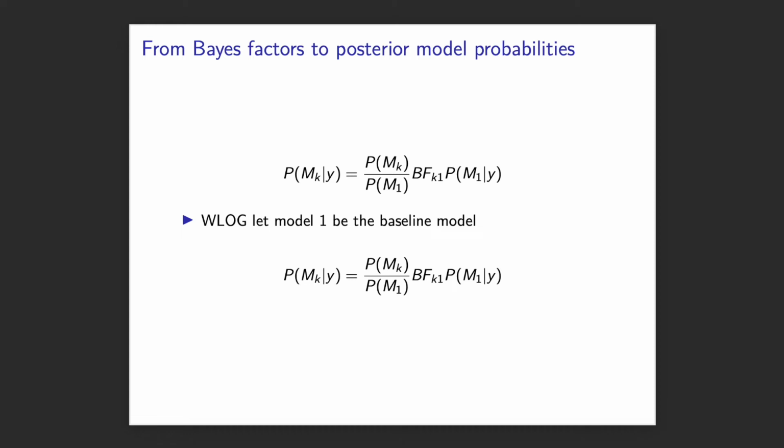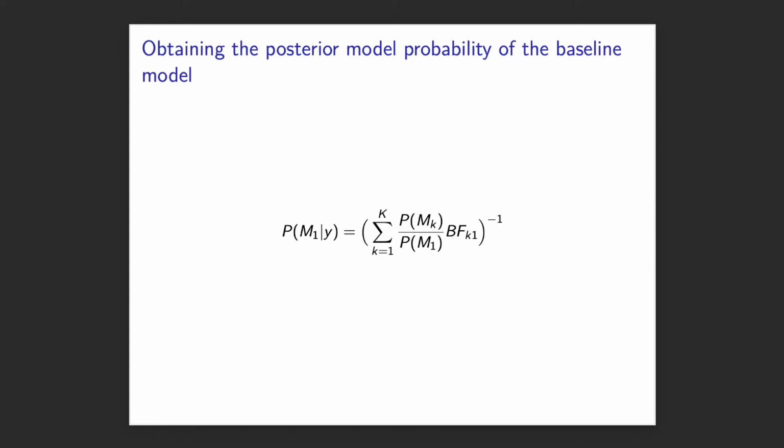And then the really cool thing is, without loss of generality, I need to just appeal to one formula on the next slide. You can get the baseline model by, again, just using algebra and solving for the formulas. You can take the ratio of these priors times BF of K to 1, sum all that up and invert it. Now you've got the posterior model probability for your baseline model. You feed that back in, and you get the posterior model probabilities for all of your models.